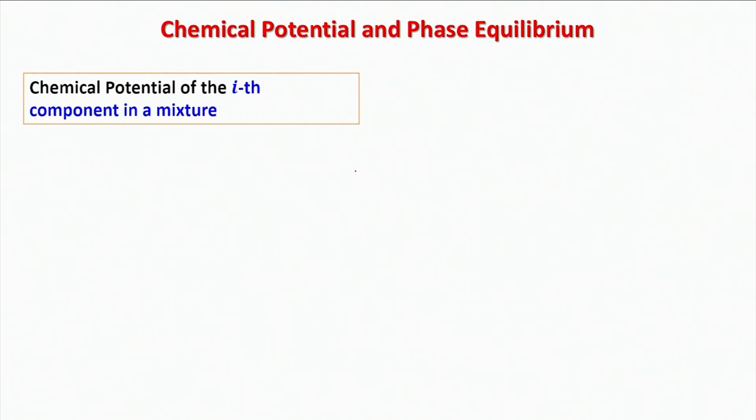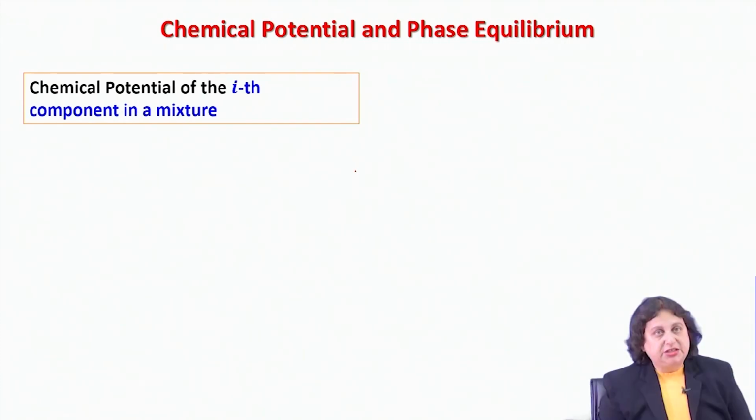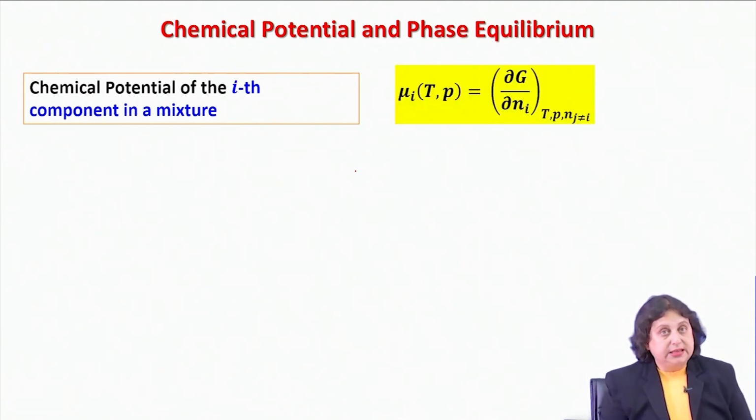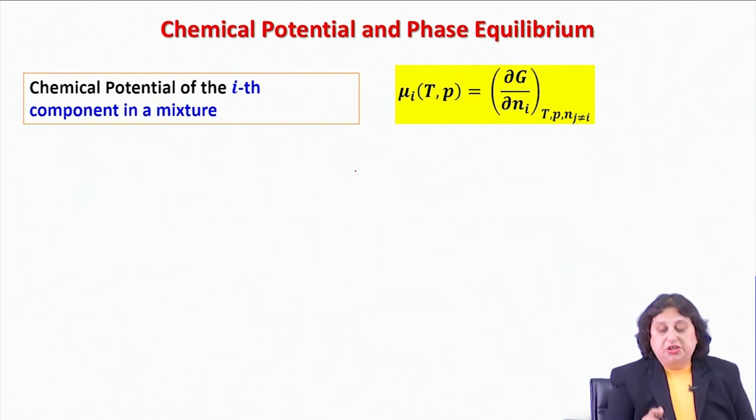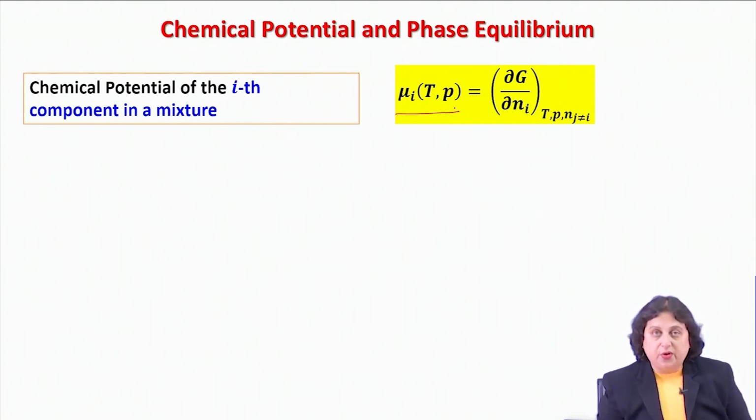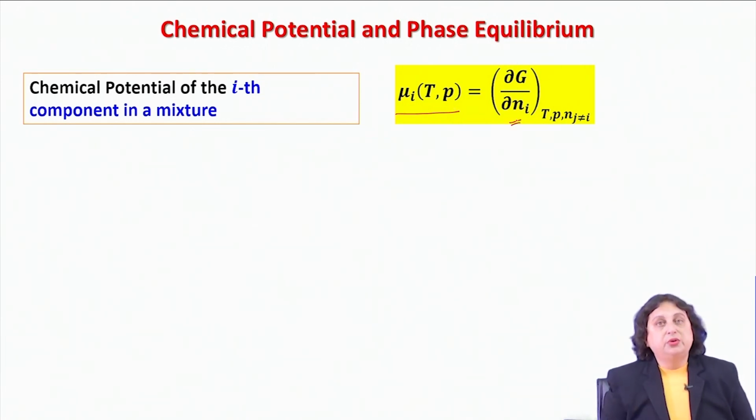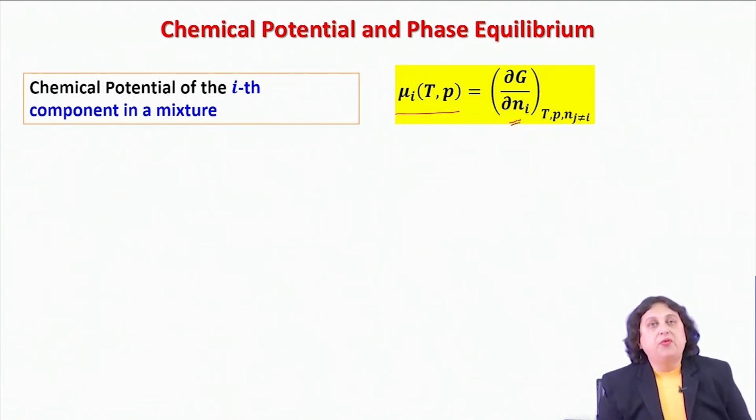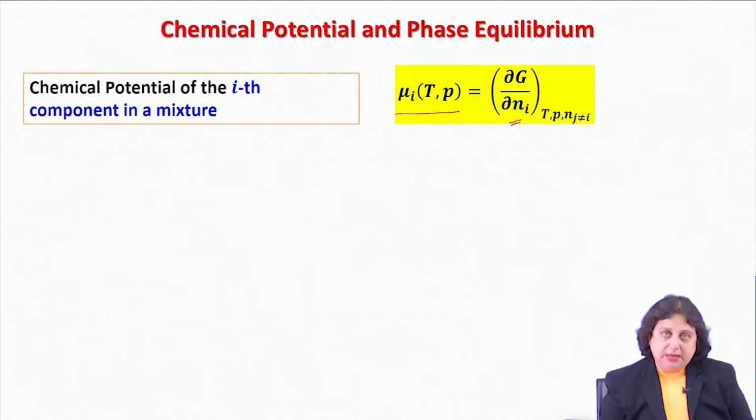Now, if I think of the chemical potential of the ith component in a mixture, I know that I can always define the chemical potential of the ith component at a given temperature and pressure as the derivative of G, that is the Gibbs free energy, with respect to Ni, where I am using Ni as the number of particles of the ith component present. Many times, for convenience, instead of the number of particles, we use the number of moles. We have seen this definition before.